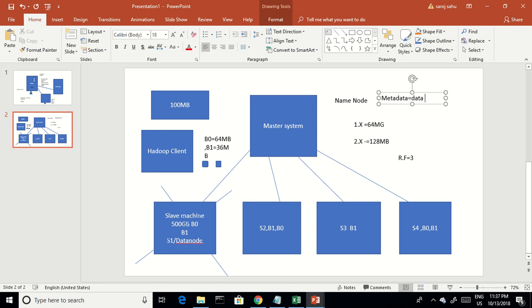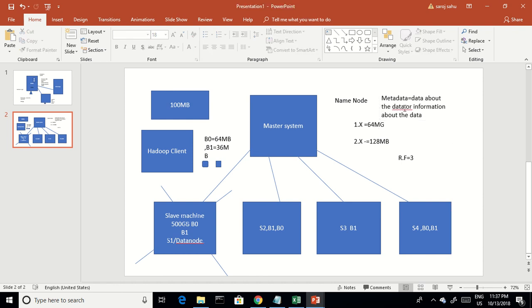Data about data, or information about the data. So it has a lot of information. I'll explain very thoroughly what metadata is and how it works. This is just for introduction, I'm telling you.